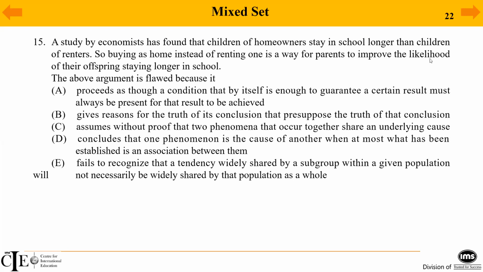A study by economists has found that the children of homeowners stay in school longer than children of renters. So buying a home instead of renting one is a way for parents to improve the likelihood of their offspring staying longer in school. The above argument is flawed because, so why is the argument wrong? You must tell that. Or what is the flaw in the argument?